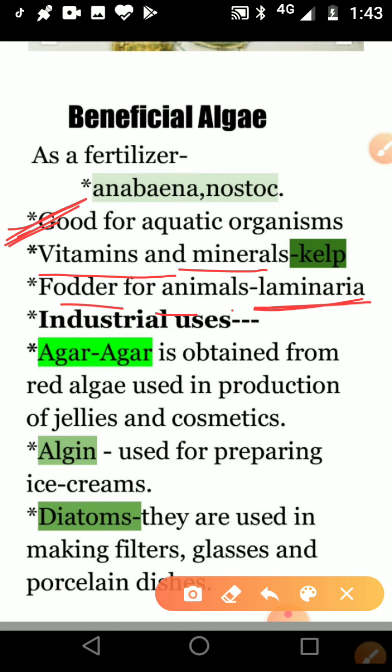There is again another kind of algae which is also used as fodder for animals.